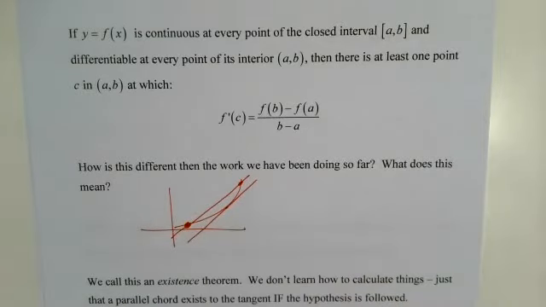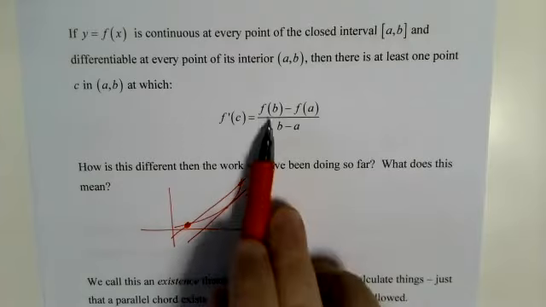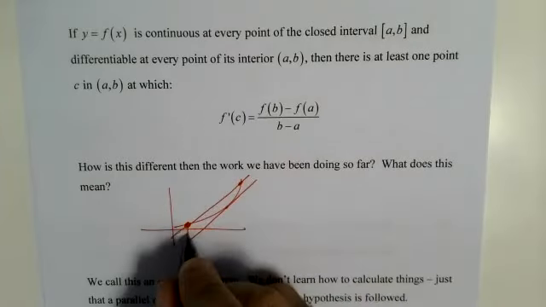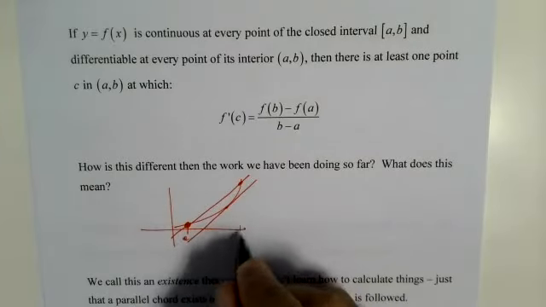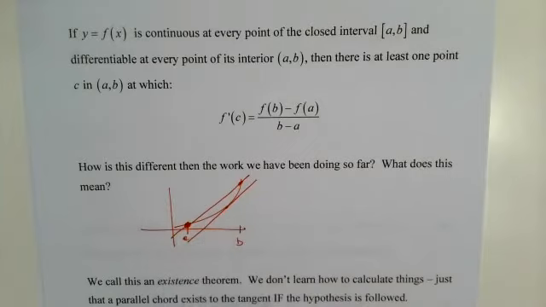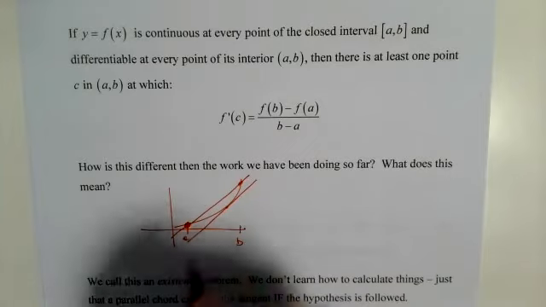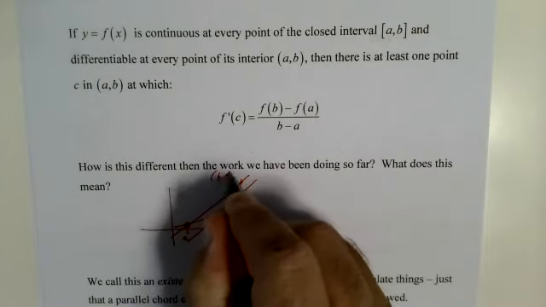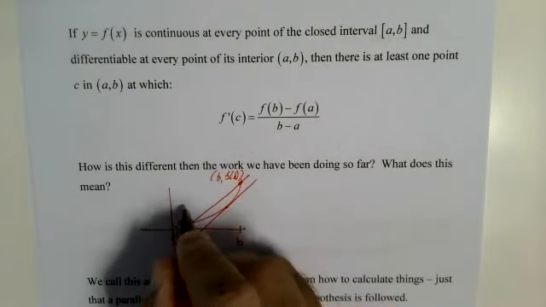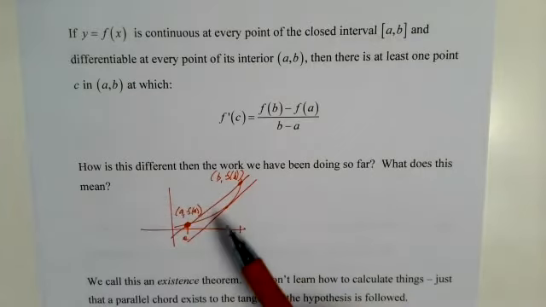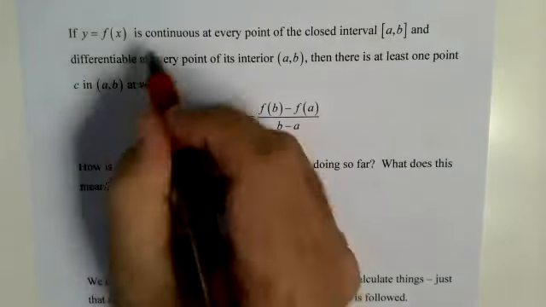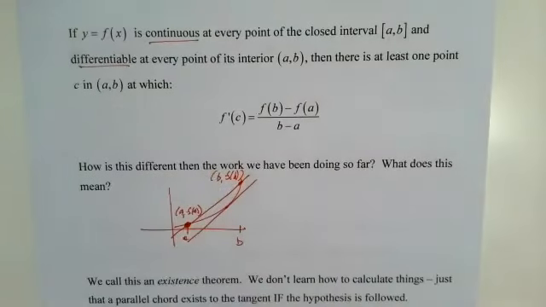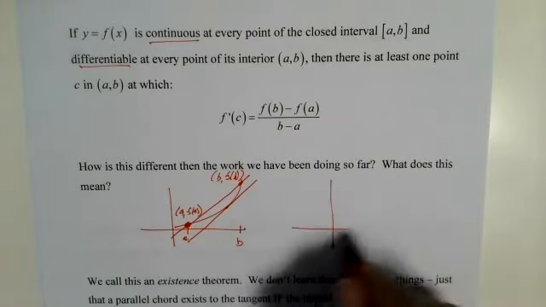Well, the mean value theorem sort of turns us around. It says, if you give me a point A and a point B, and there's no h, we're not minimizing it, whatever, and you get your point B comma f of b, and your point A comma f of a, hey, if it's continuous and smooth, then you're going to be able to find at least one point that matches. Heck, you may even be able to find more than that.